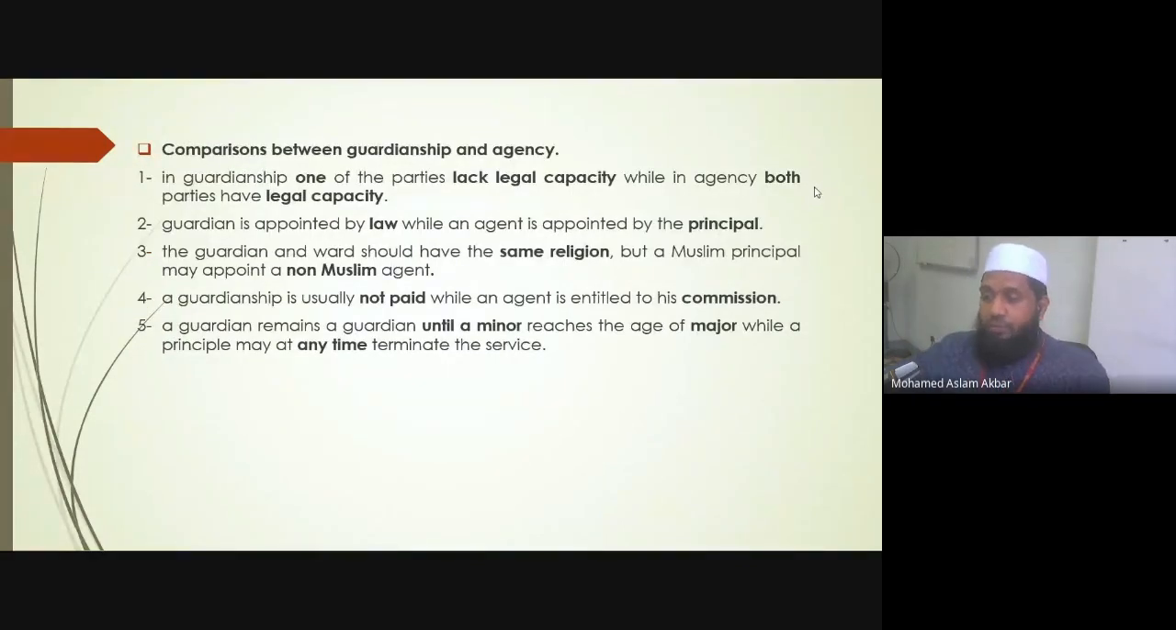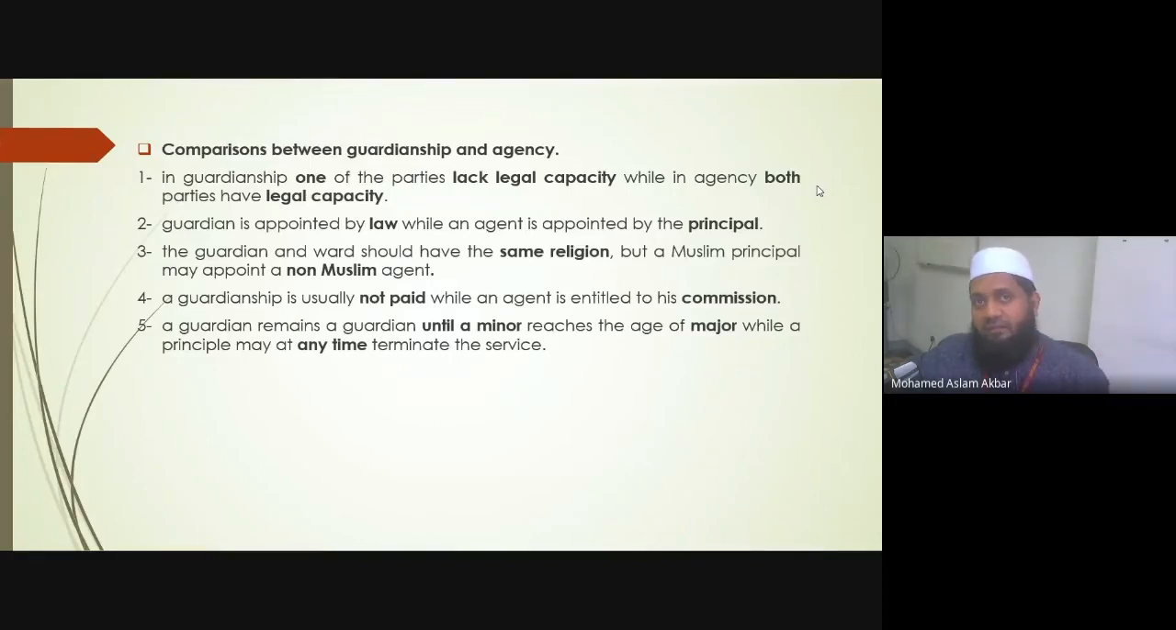So now, coming to the comparison between guardianship and agency. This is where one of the good questions always comes: what is the comparison between guardianship and agency? In guardianship, one of the parties lacks legal capacity. See that? Number one is legal capacity. In wakala, both of them have full legal capacity. But in walaya, what is it? One of them has complete legal capacity, and the other has a deficient legal capacity, right?